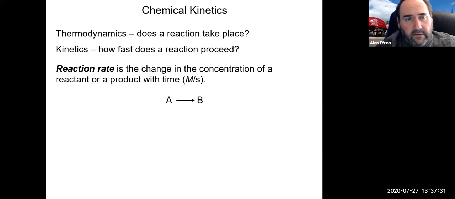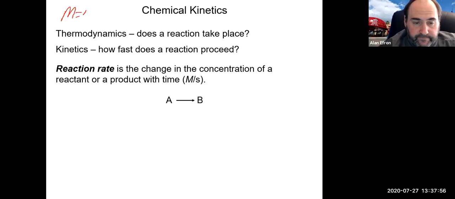One way that we look at how fast or slow a reaction is taking place is what is referred to as the reaction rate. The reaction rate is the change in the concentration over a period of time. The most common unit of concentration, as we're familiar with, is molarity, which is moles per liter. So when we talk about reaction rates, we often will have units of molarity over seconds, for example.